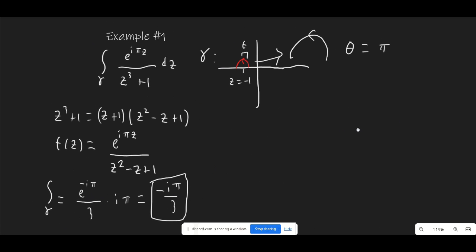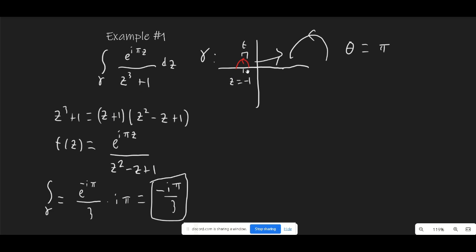This is actually an example from one of my more recent videos. So our function here is e to the i pi z over z cubed plus 1 dz. And we're integrating in a small circle of radius epsilon around the point z equals -1. Notice that we're going in the clockwise direction, which is the positively oriented direction, and also our angle theta is going to be pi because we're going a perfect semicircle, so that's half a circle, right?